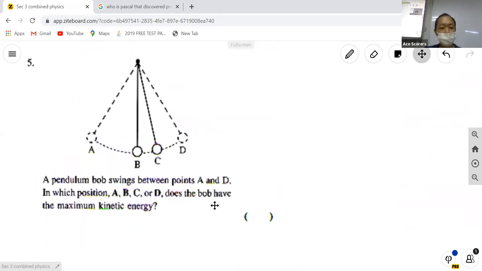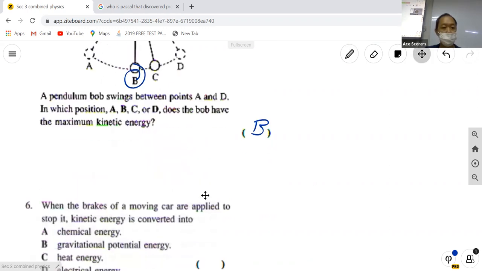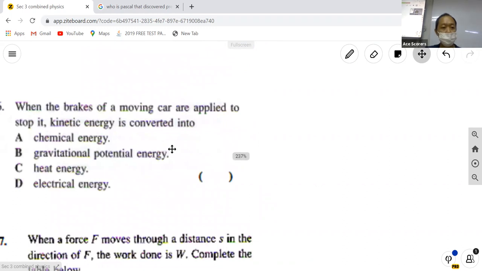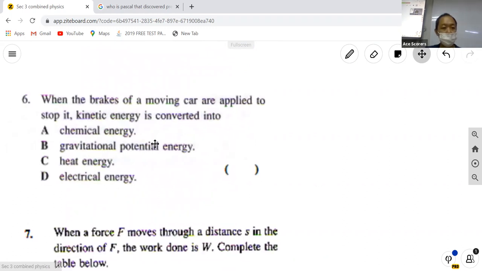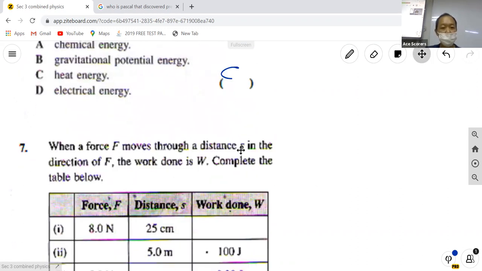Pendulum. Where is the maximum kinetic energy? B, yeah, that's right. So the lowest point here is the point where there's the greatest kinetic energy. Next one, when the brakes are applied. Okay, most of it is kinetic.